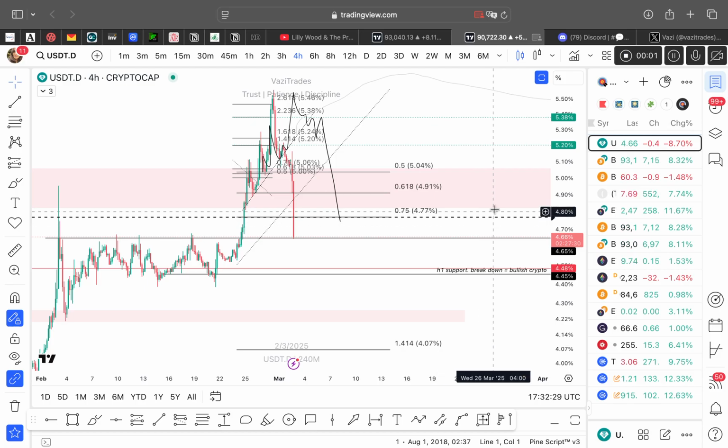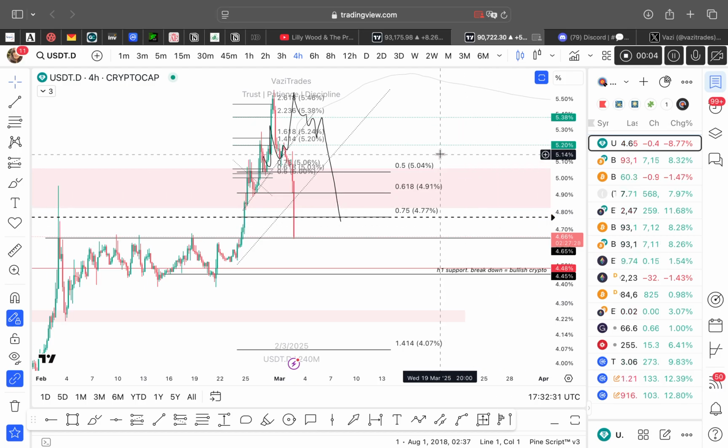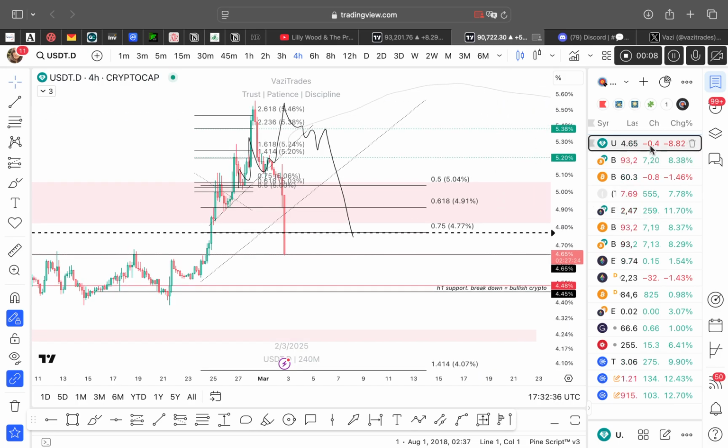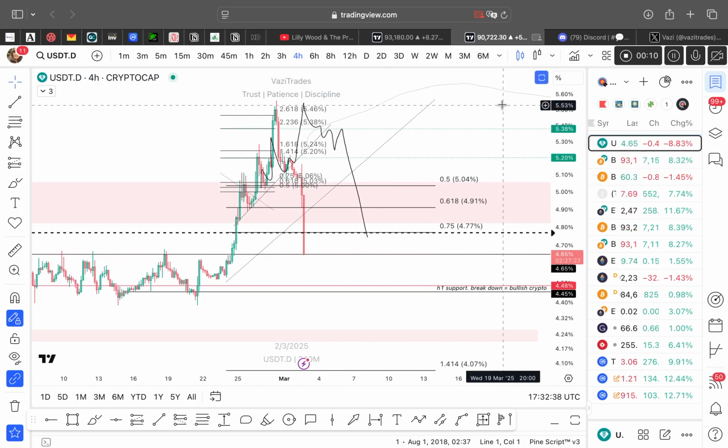Hi everyone, it's going to be a quick market update. Let's start with probably USDT dominance.